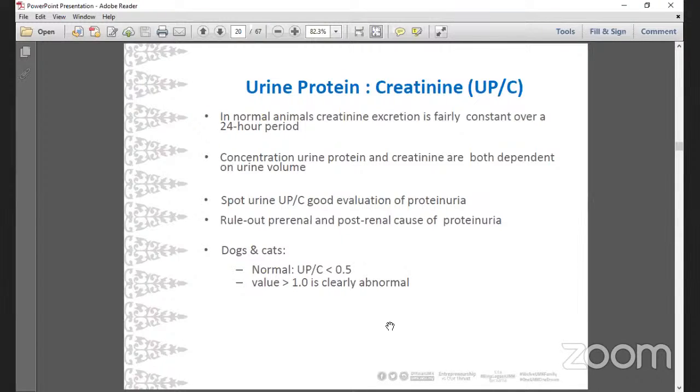But when we use SDMA, when 25% of the kidney is damaged, automatically we can detect the presence of SDMA. That's why nowadays, in small animal clinics, people rely on the use of SDMA to detect early kidney disease.